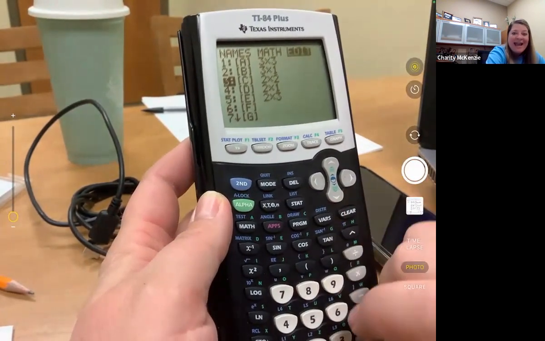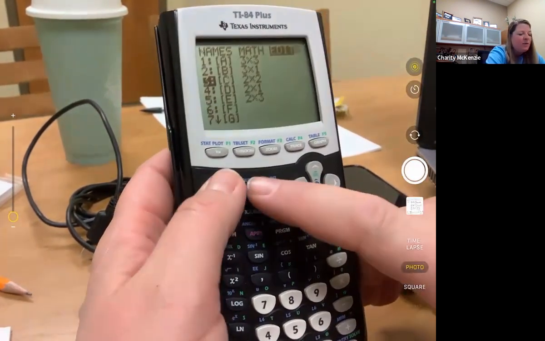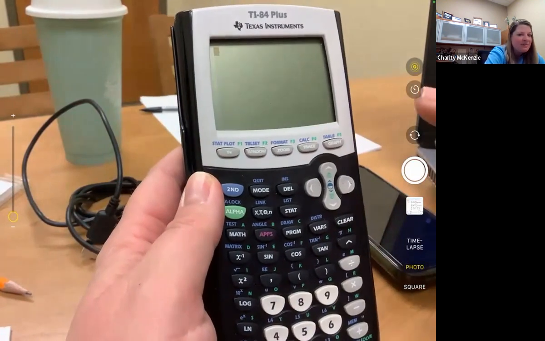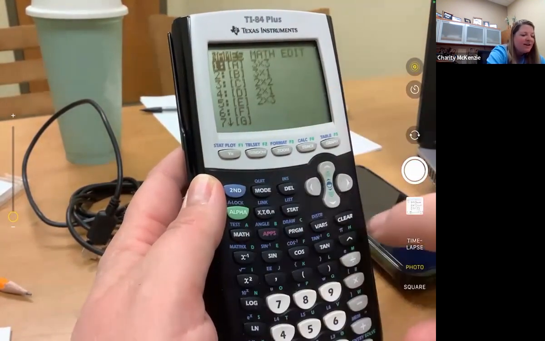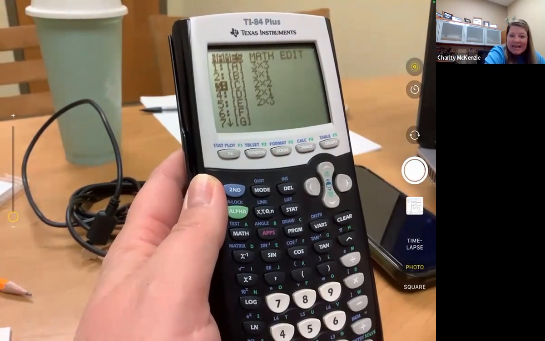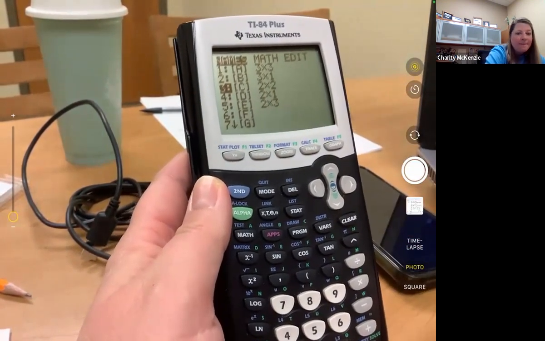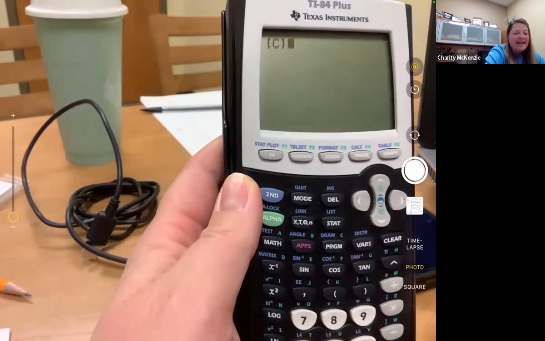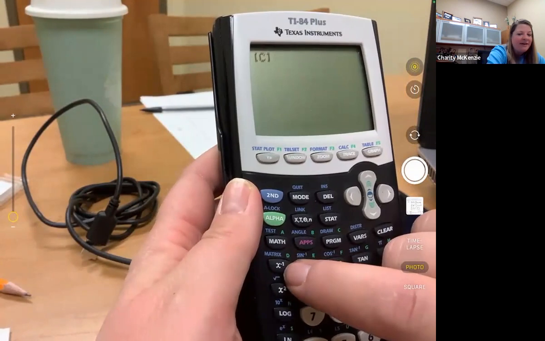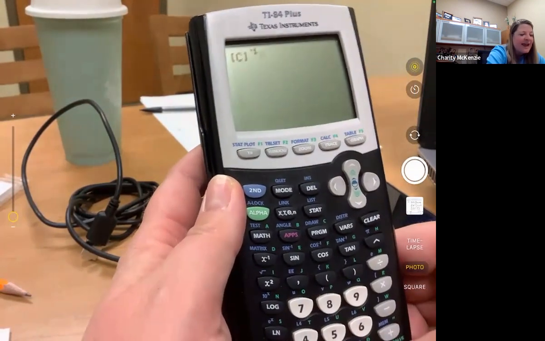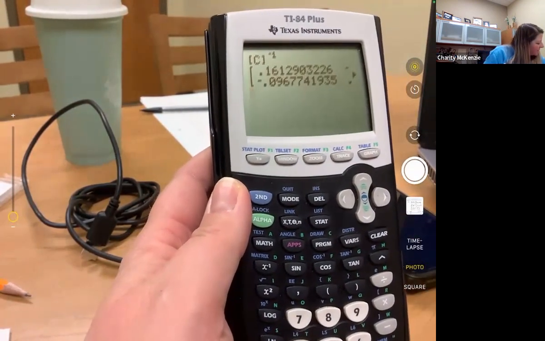Okay, now that I edited it, I'm going to get out, quit, go back to this mode here, and I'm going to call it back. So I'm going to go matrix and call C. So the name, I hit enter, and it'll just say C, matrix C. And I could then hit this key right here and get the inverse of that matrix.